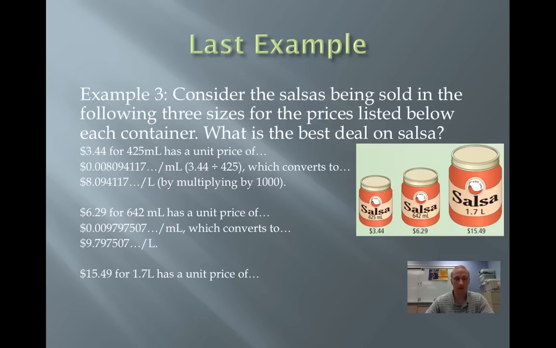$15.49 for 1.7 liters has a unit price of, dividing both parts by 1.7. So again, we're always dividing by what that second term is. If you divide 15.49 by 1.7, here's what you get. This is the price per liter. So it's a better deal than the medium one, which is what we would expect. But it's actually not as good a deal as the smallest one, which is very strange, but we're just going by the information that was given to us in this question.